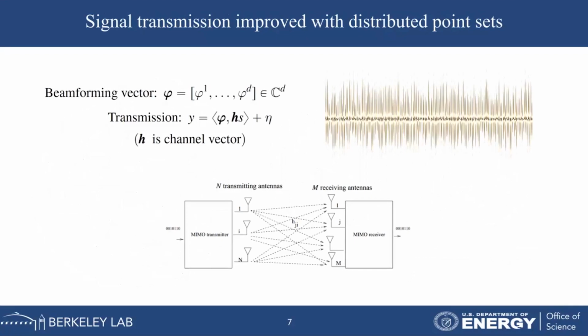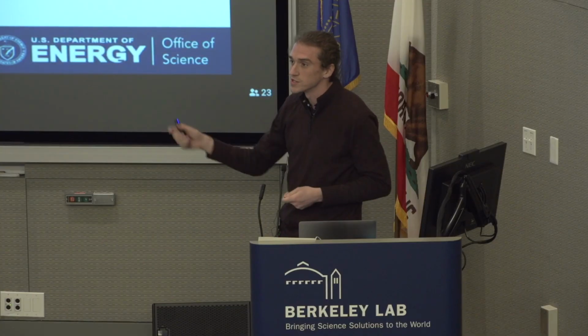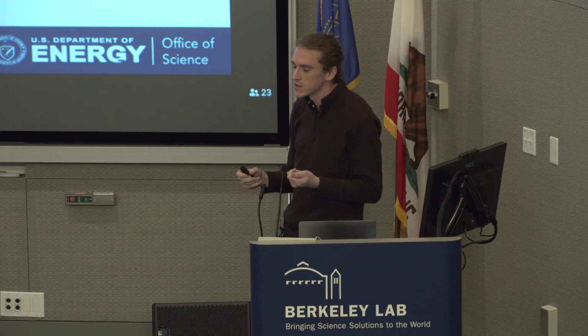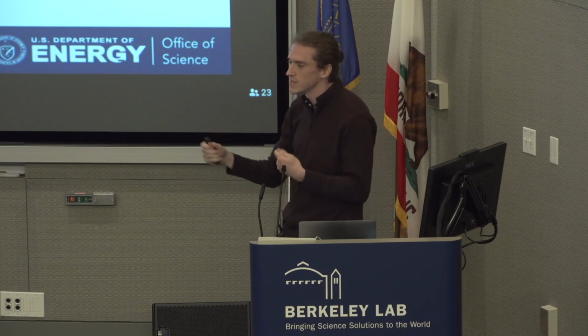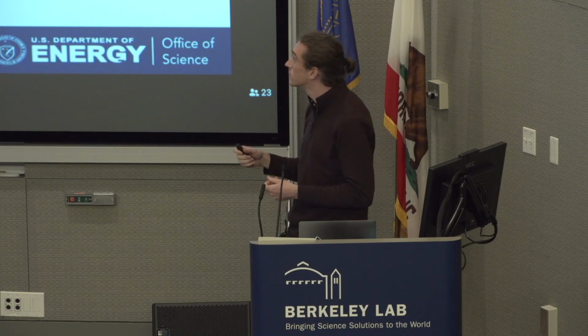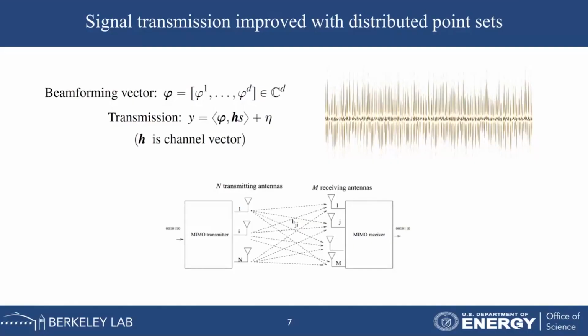Okay, so to go into more detail about how these are used for signal transmission, the general situation you can think of is, let's say you have radio data you want to transmit, and there are physical conditions in the medium, say trees or buildings or something, that make one transmission scheme better than another. And this is captured in this channel vector H here.